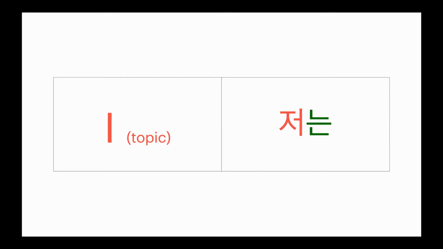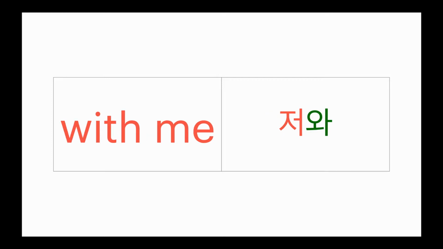Now there are lots of different particles in Korean. So 저는 makes I the topic of the sentence. 저를 makes I the object of the sentence, aka me. 저에게, to me, 저와, with me, and so on.